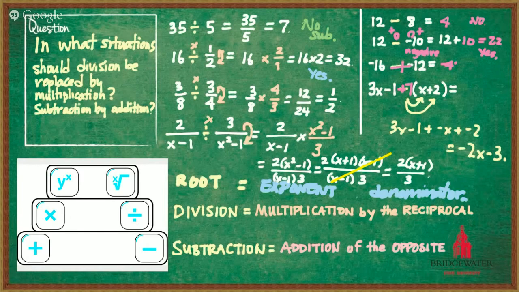So maybe my broad answer to this question, when should we replace division by multiplication or subtraction by addition, is almost always. In particular, the times when it is almost necessary to do so is when the second quantity in your problem, the divisor in the case of a division problem, or the subtrahend in the example of a subtraction problem, when that quantity is complicated, when it's a fraction in a division problem, or when it's a negative quantity in a subtraction problem, then I'm always going to make that replacement because it's the only way that I can make sense of how to divide or subtract respectively.